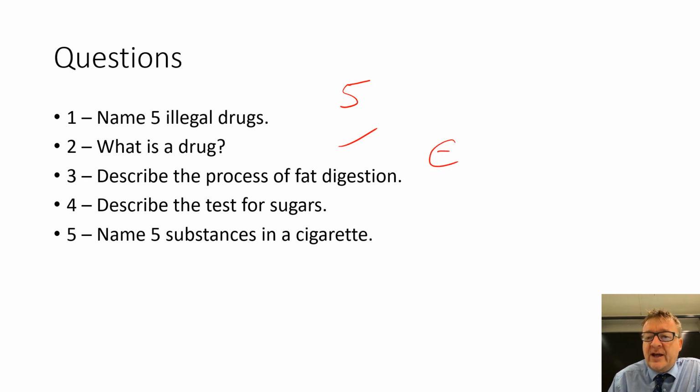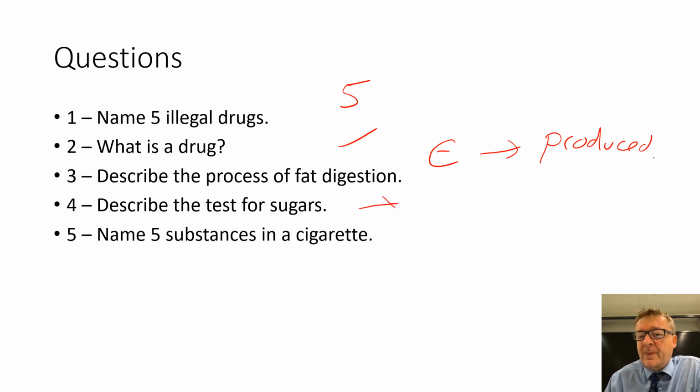Number 3, it says there, describe the process of fat digestion. So I want to know about enzymes, right? And I want to know what the enzyme is and what is produced. I want to know the test for sugars. I want to know the name of the chemical that is used. I want to know any conditions that need to be in the actual experiment itself. And I want to know the colours. Number 5, name 5 substances in a cigarette. I think I went through maybe 15, right? I just want you to list 5.